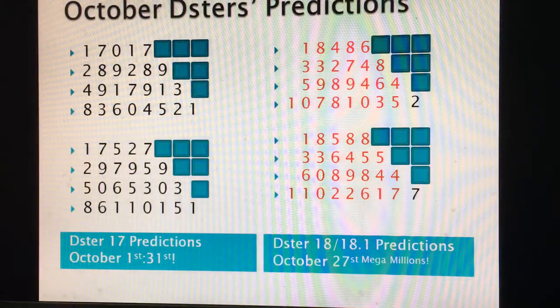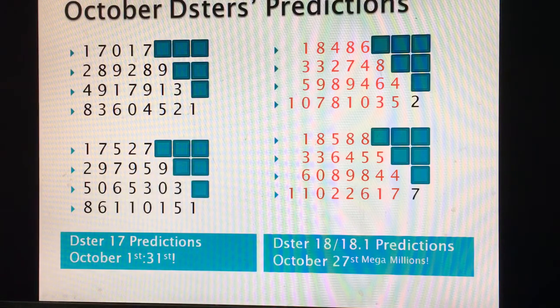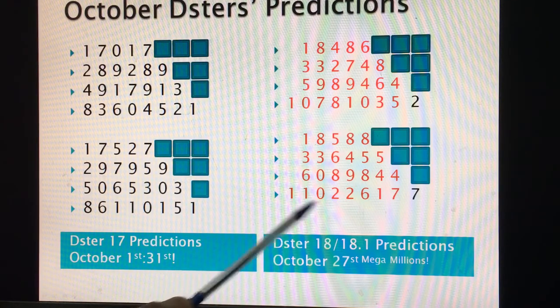332,748. And you multiply it one more time, you get 598,9464. And you multiply it one more time, and you get 107,81035. And you see the red numbers and the black numbers. You do that for 18.1 also. The date times 18.1 until you get to the 4th set. So that all the numbers are being used to predict your Mega Millions numbers for any draw.